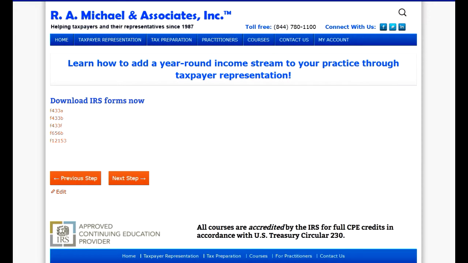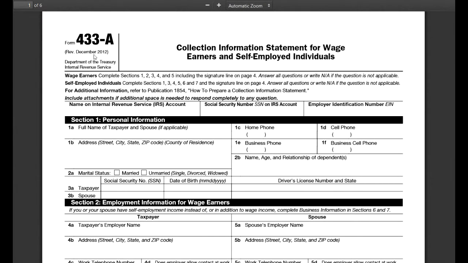Many slides have hyperlinks to the IRS forms or web pages that are being discussed at that moment. All of these additional materials are included in the price of the course and are available for you to download to your computer. This way, you will have all of the forms and websites you need to begin representing clients as soon as you have finished the course.